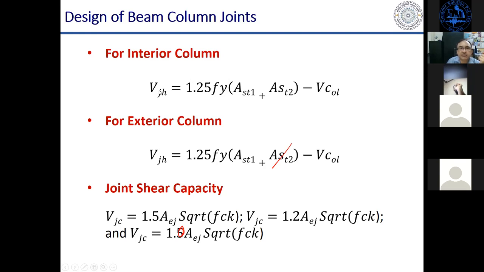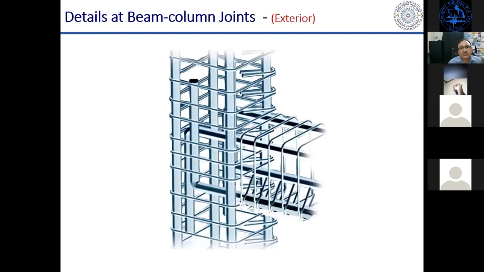The first two expressions will give me the demand. These will give me the capacity. And for any column beam joint, the capacity should be more than the demand. If the demand is exceeding the capacity, then what do we have to do? We have to provide shear reinforcement in the joint. How is the shear reinforcement in the joint provided? In the form of stirrups.